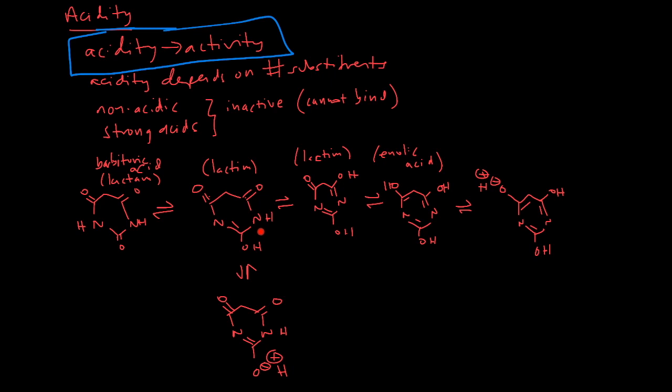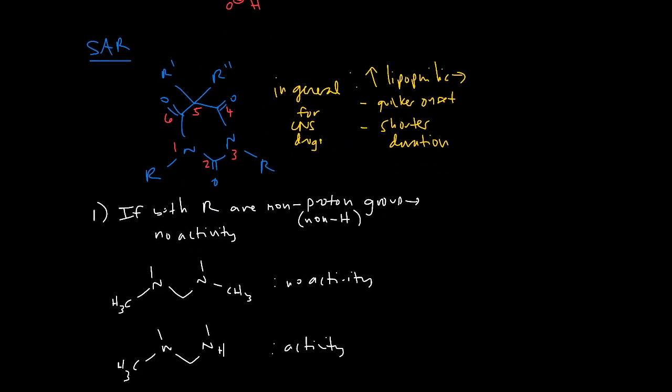It can change to form another lactam form, which has two acid groups, and the enolic acid has all three oxygens as acid groups. This illustrates that any of these OH groups can become O negative H plus. So the acidity of the barbiturates influences their activity, and this is because it has three acid groups at max: one here, one here, and a third here. Having all three OH groups as acid groups is called the enolic acid. Otherwise, just having one or two acid groups is a lactam molecule.